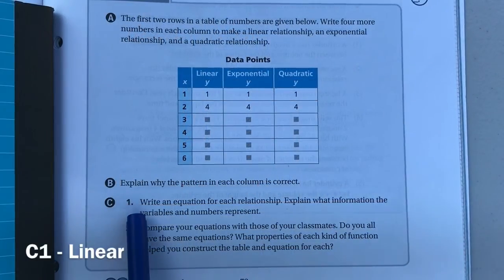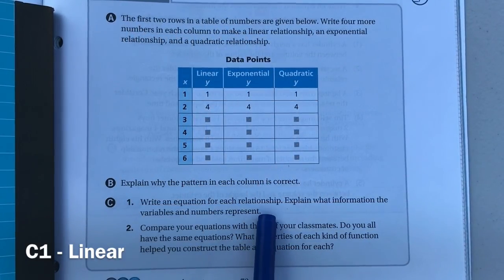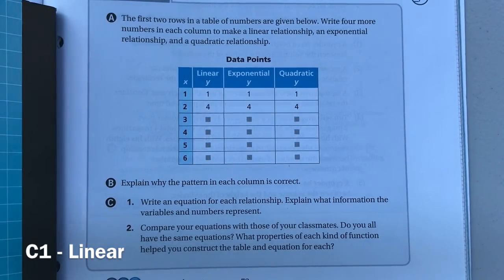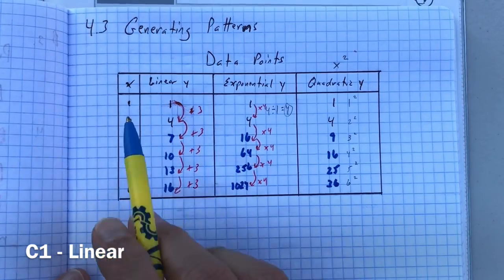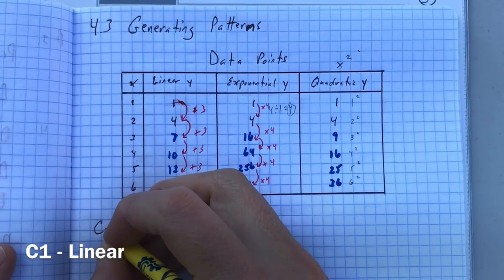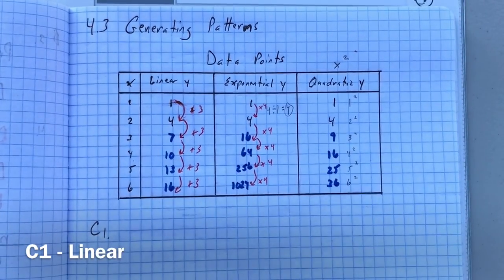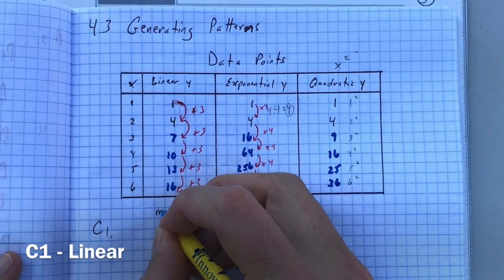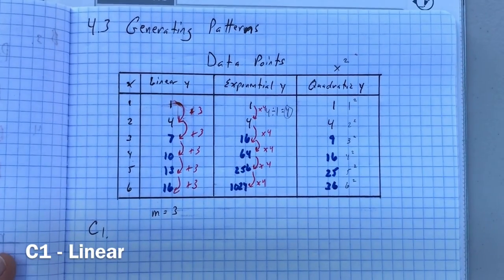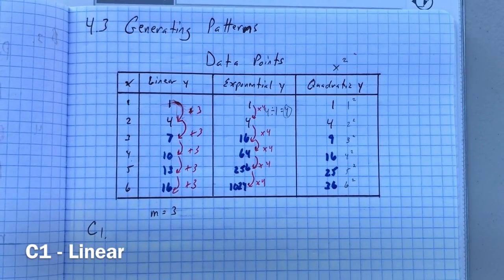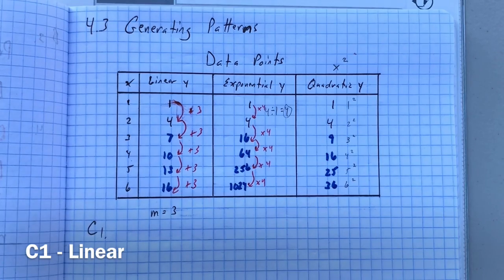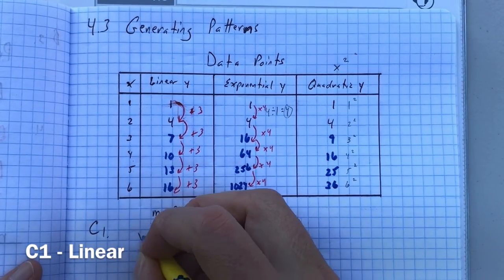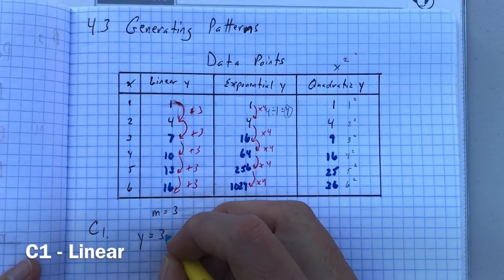All right, C1. Write an equation for each relationship. Explain what the information, the variables and numbers represent. Okay, so first for linear, I know that I'm going to be working with this rate of 3. So I know for sure that my slope is going to be 3. We have that process totally aware. But what we also need to find is our y-intercept. So far, our equation for this one would be y equals 3x.